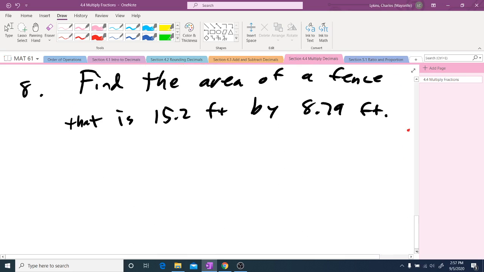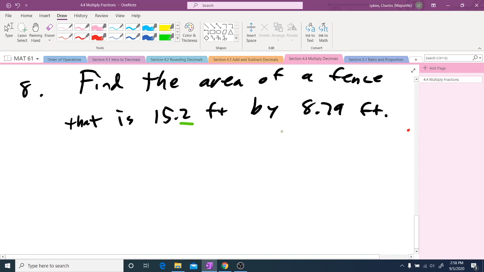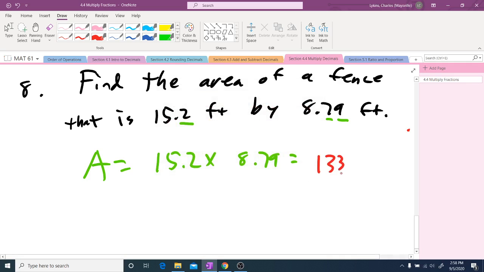And finally, I have an area of fence that is 15.2 and 8.79, and I need to find the area from those dimensions. Take a look at this. I've got 3 decimals that I need to have in my answer. So area equals 15.2 times 8.79. And when we do this combination, we should get 133.608. And it's going to be feet squared. Area is always squared because you're multiplying 2 feet.